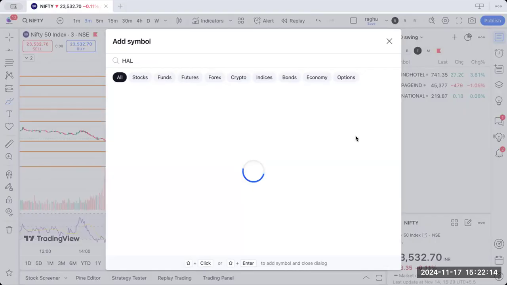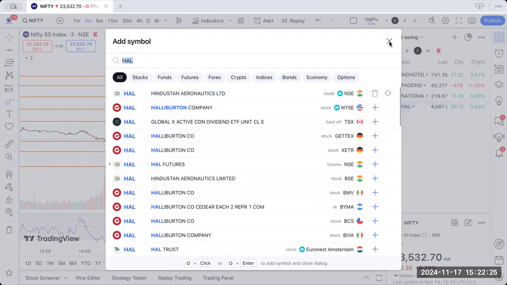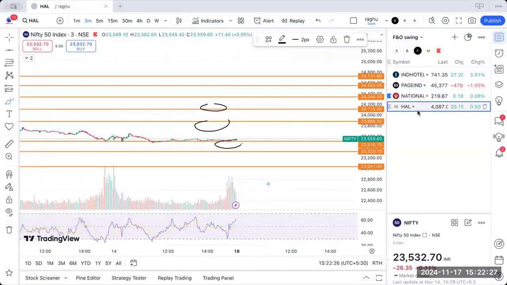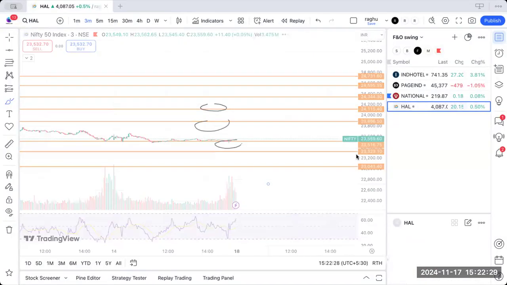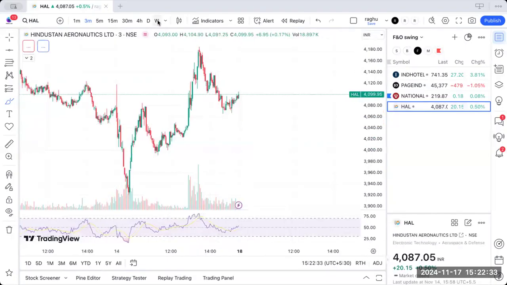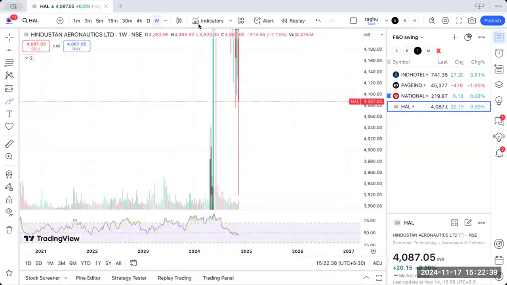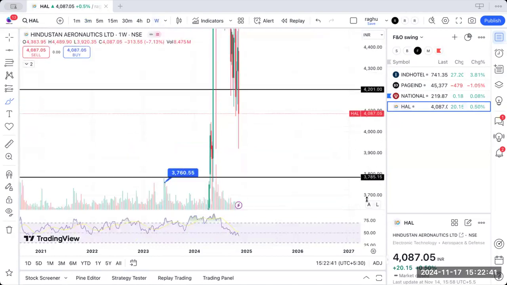Who asked this question? Sorry, I have not seen who asked this question. Akash. Yes, Akash. Cool. So let's open HAL. First, always you need to start with a weekly time frame, which is the bigger time frame. So don't start with the smaller time frame. Always start with the bigger time frame.